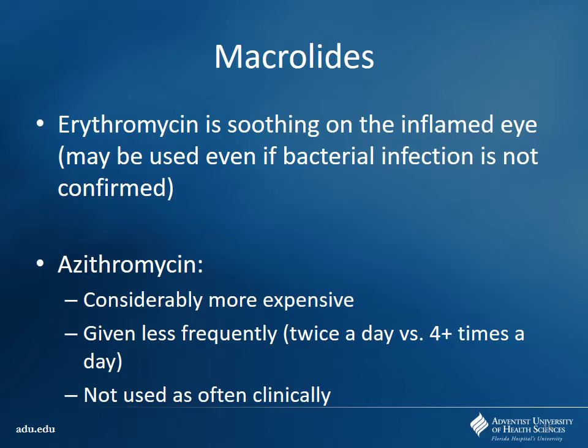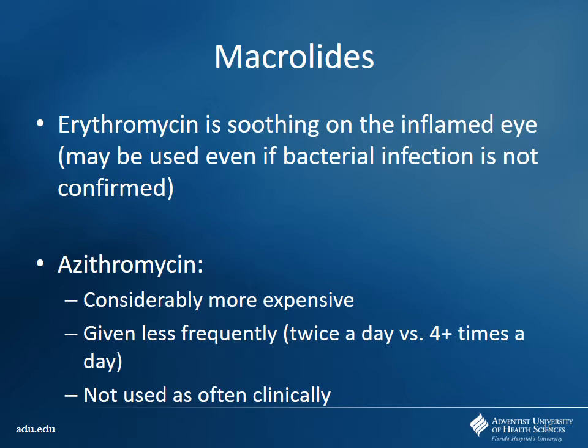Now, because I said most of these are going to be viral in origin, erythromycin is pretty soothing by itself. Just having a nice ointment there can help soothe the inflammation of the eye. So even if you don't really think it's bacterial in origin, even just giving them erythromycin ointment is probably not going to harm anything because you're not really worried about resistance. It's going to just be beneficial for them in the long run. So even if it's not confirmed bacterial conjunctivitis, erythromycin might be okay for them, right?